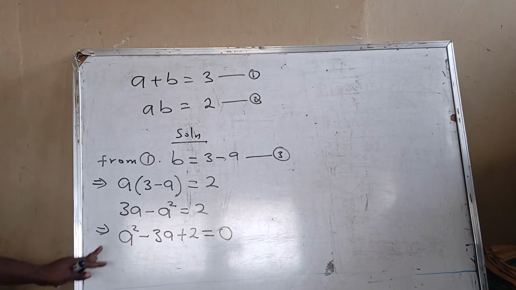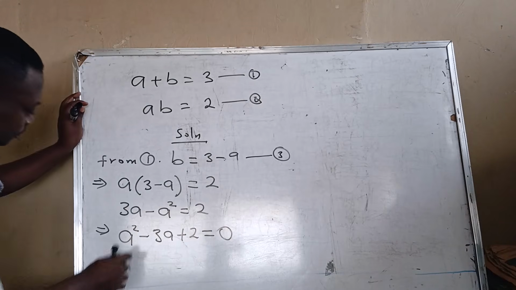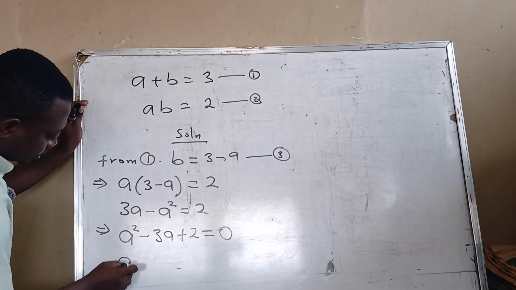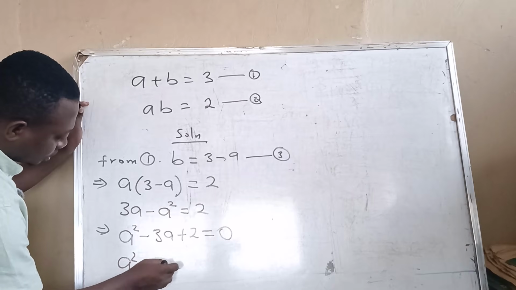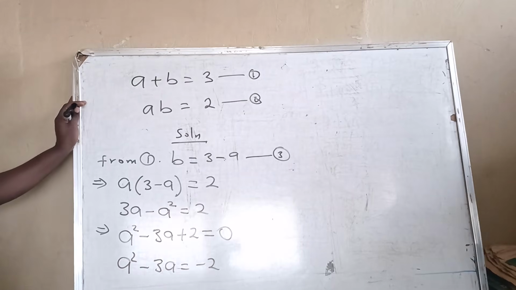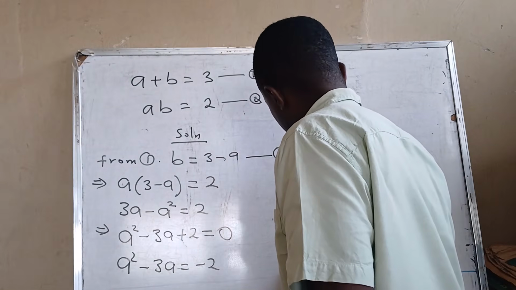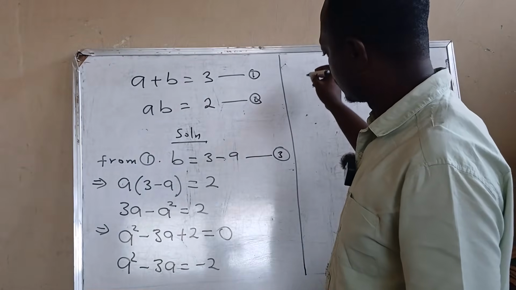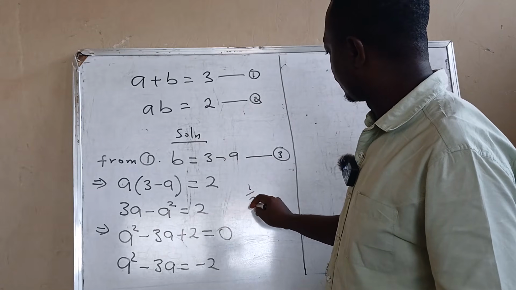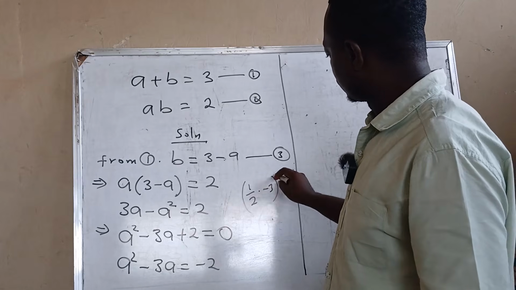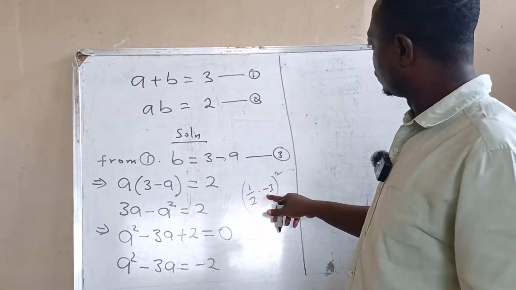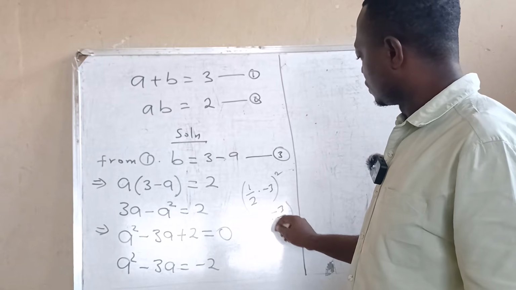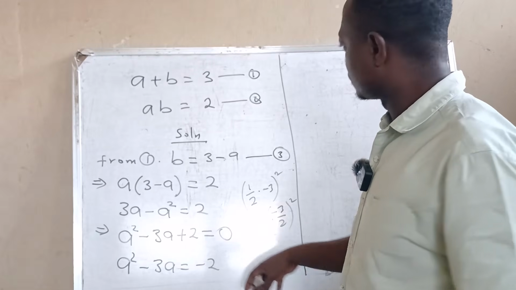This one is a quadratic, and we have so many ways of solving this. You can go by the almighty formula, or I prefer completing the square. So a squared minus 3a equals minus 2. Let's take half of the coefficient of a and square the result. That will be minus 3 on 2, squared. I'll add this to both sides of the equation.